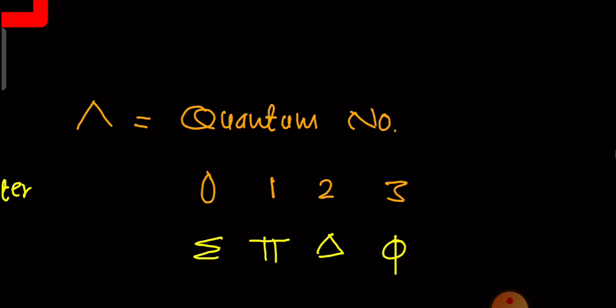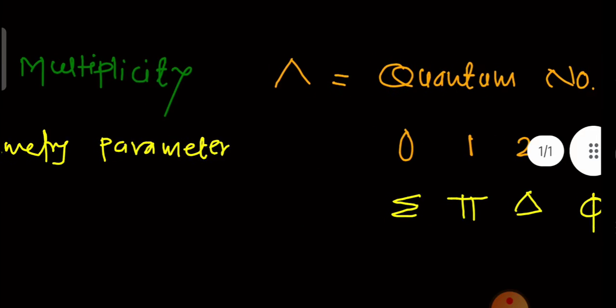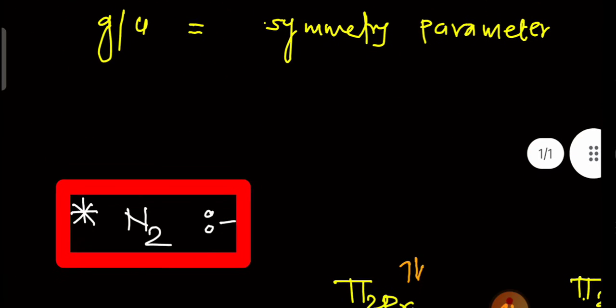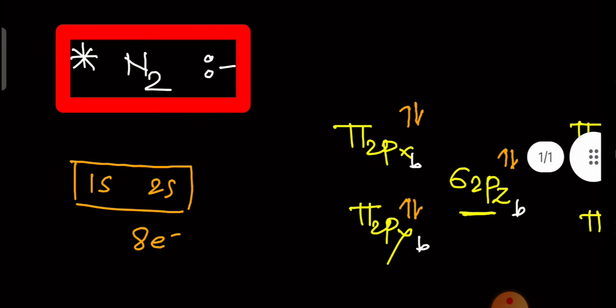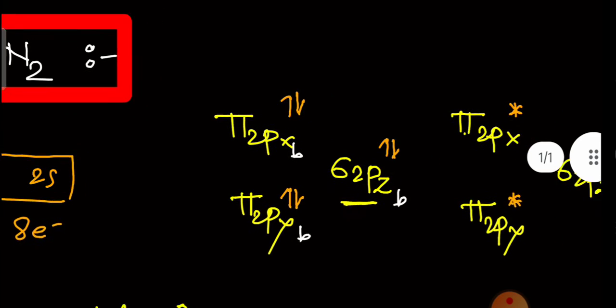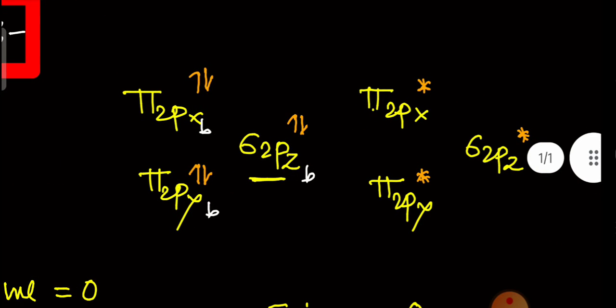So first we have to find the quantum number, that is 0, 1, 2, 3, and with respect to that we can mention the term. We will check one example, the nitrogen molecule. You know that the N2 molecule is a 14 electron system. Here this is the MO energy order.